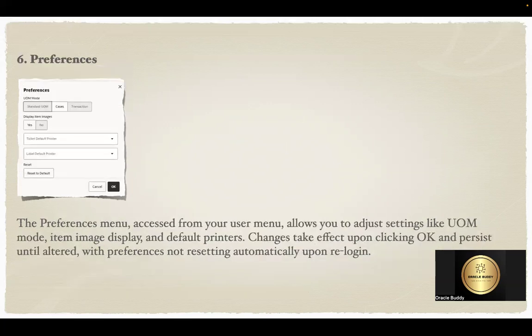Next is the preferences. So here in the preferences screen, you can see there are many options like UM mode, display item images, ticket default printer, label default printer, and we have a reset button also. The preference menu, accessed from the user menu, allows you to adjust settings like UM mode, item image display, and default printer. Changes take place upon clicking OK and persist until altered, with preferences not resetting automatically upon relogin.